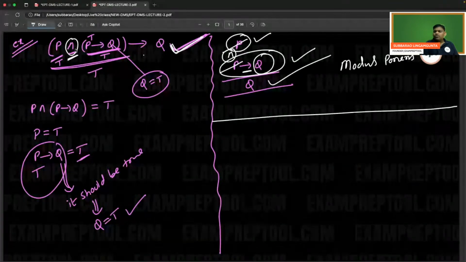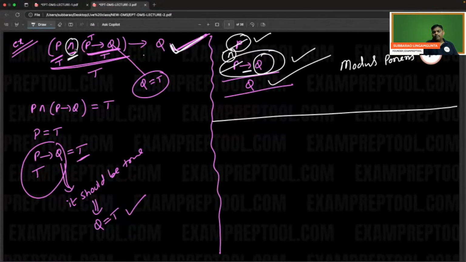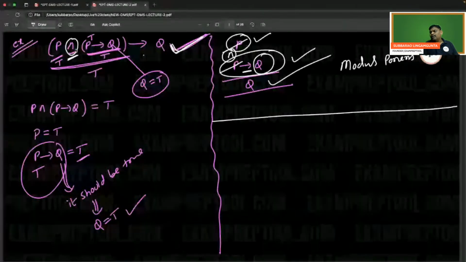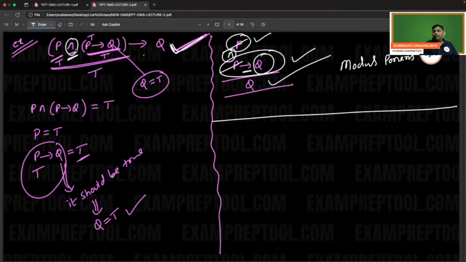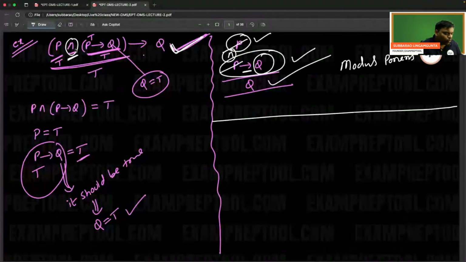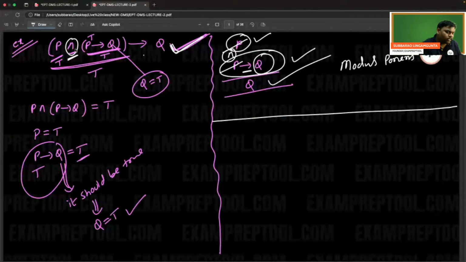No one will ask you the name, but for your convenience I wrote it down. This is the shortcut. One way is proving like this, but instead of proving every time, there are some things which are already proved. You need not prove again and again. You can remember: P and P implies Q, P cancels, so the answer is Q. This is called modus ponens. Fine, perfect. One more thing I want to say to you. Everyone listen.